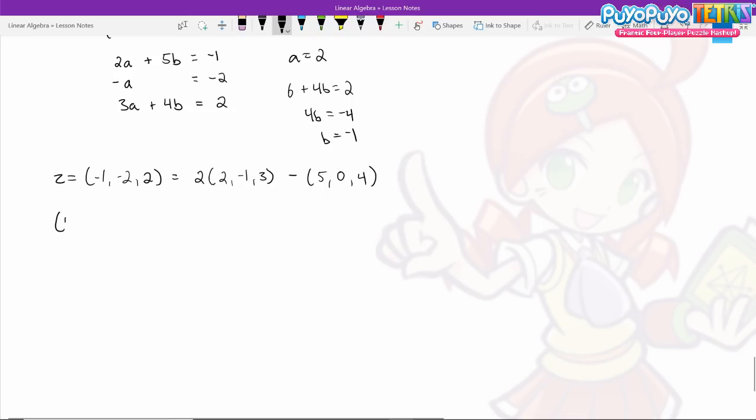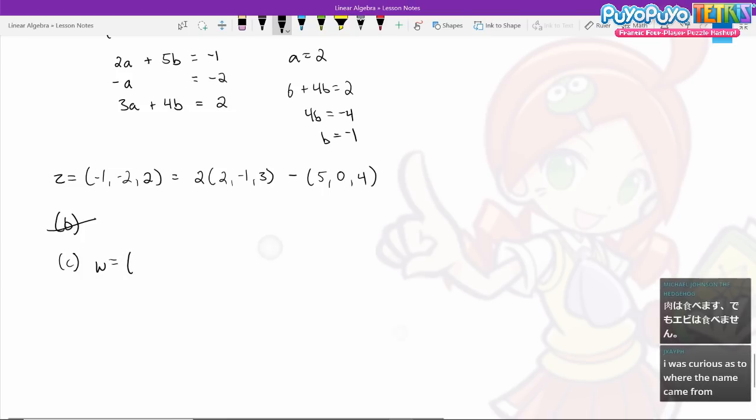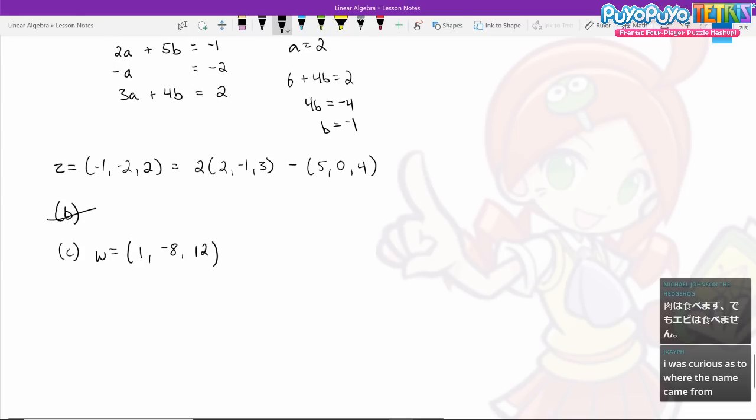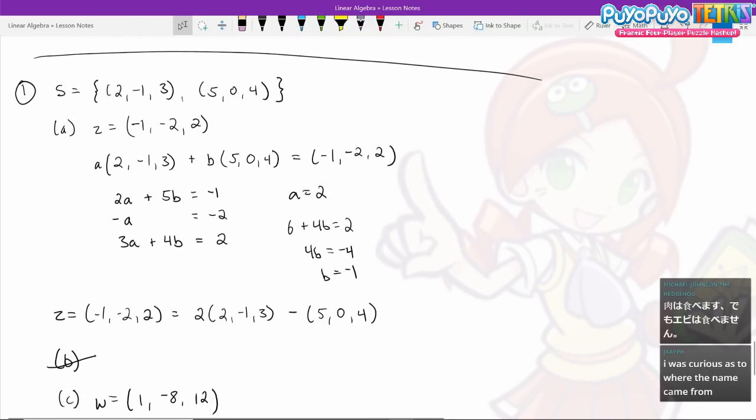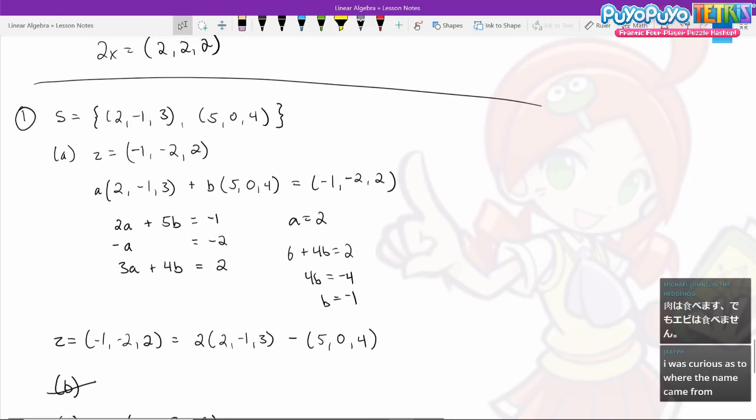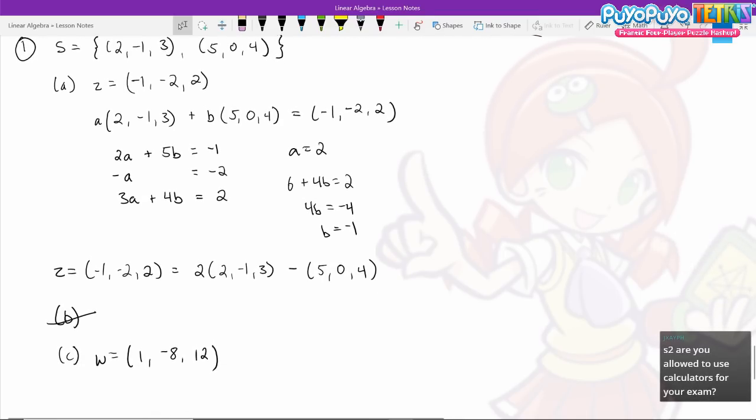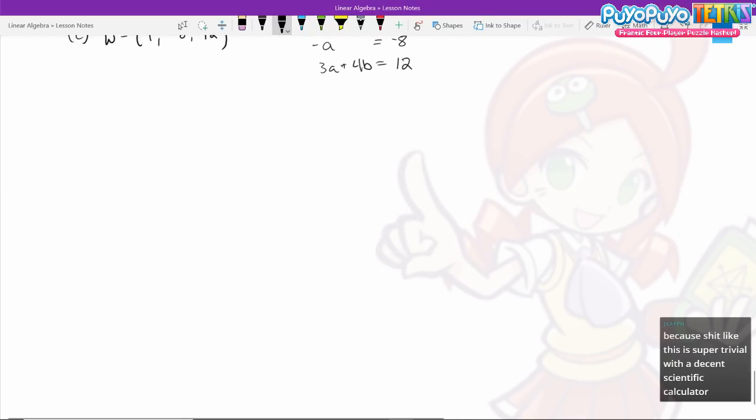Okay, now it wants me to try it for... oh, fractions, I hate that. Okay, skip this one. That would just be the same thing all over again. Too lazy to do that. Okay.